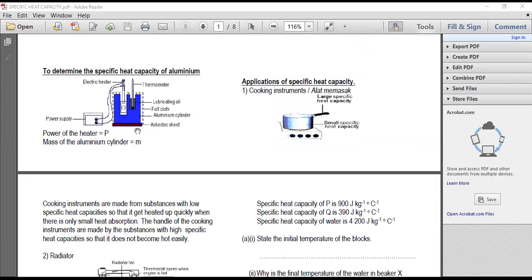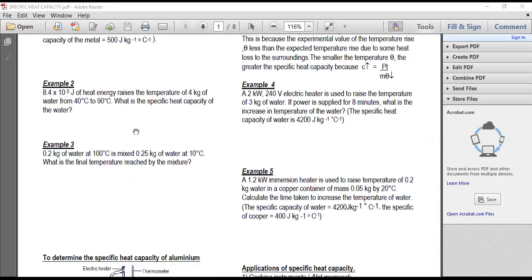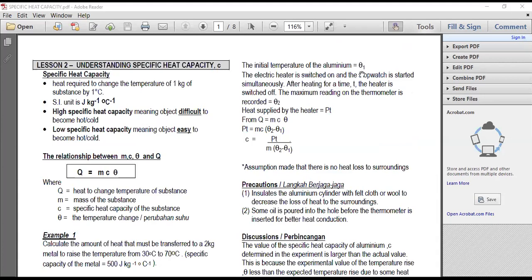Next we look at the experiment to determine the specific heat capacity of an aluminium block. You are given a heater, and you put the thermometer inside one hole and the heater in the other one. First you measure the mass, then determine the initial temperature. Then you switch on the heater for a certain period of time, let's say 1 minute, 2 minutes, or 5 minutes, whatever value you want.